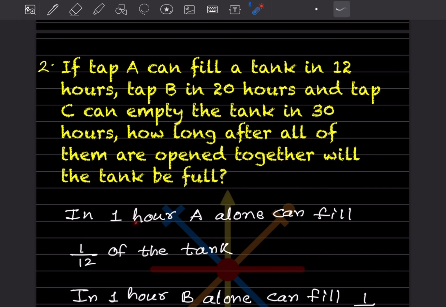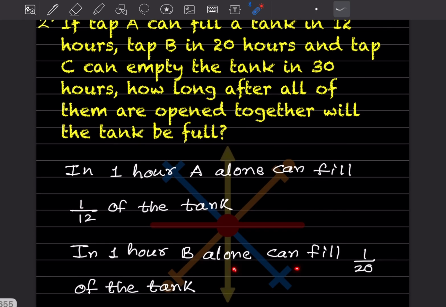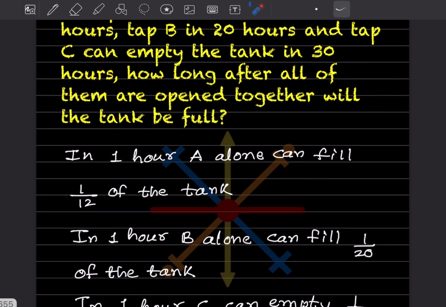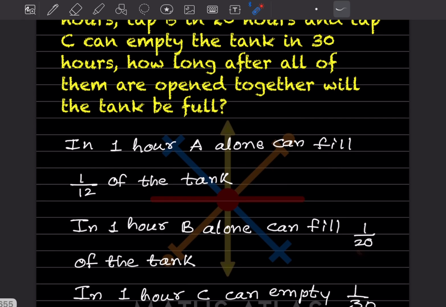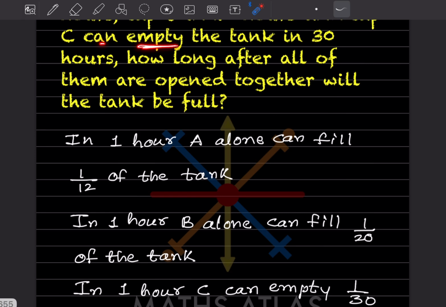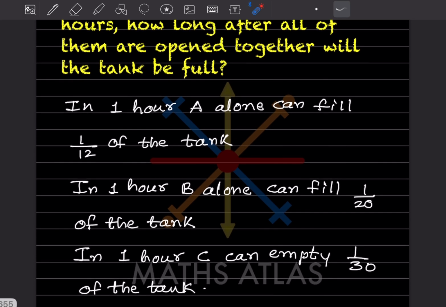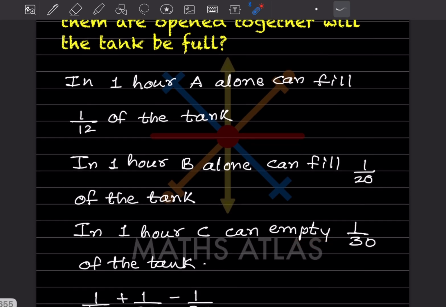So in 1 hour, A alone can fill, this is given as 12, that is going to be 1 by 12 of the tank. In 1 hour, B alone can fill, that is given as 20, that is going to be 1 by 20 of the tank. And here they said C can empty the tank in 30 hours. So in 1 hour, C can empty 1 by 30 of the tank.